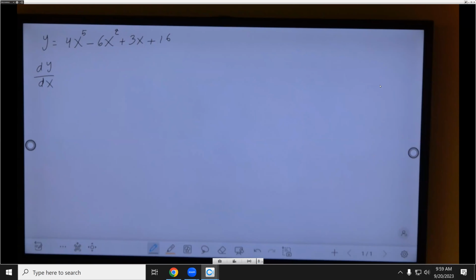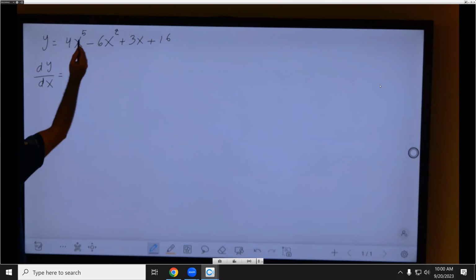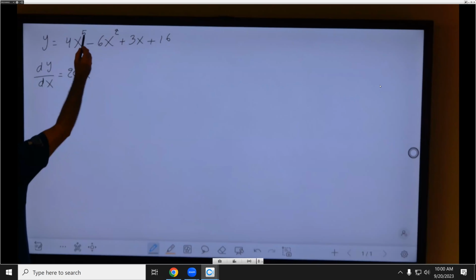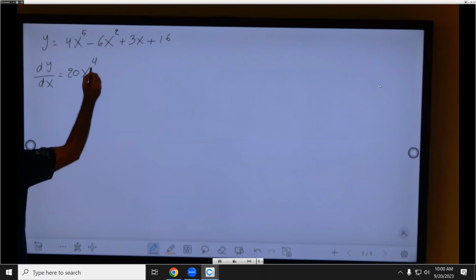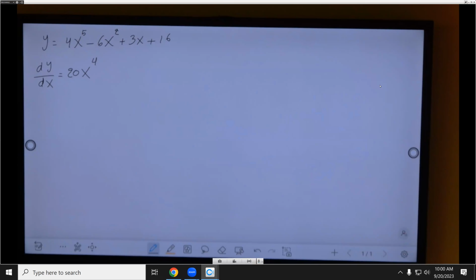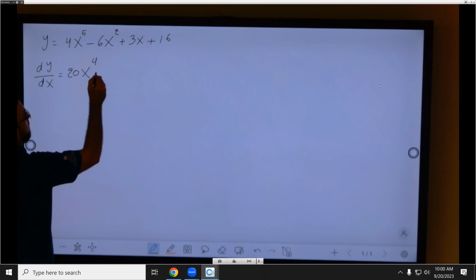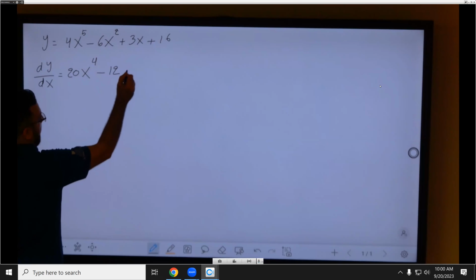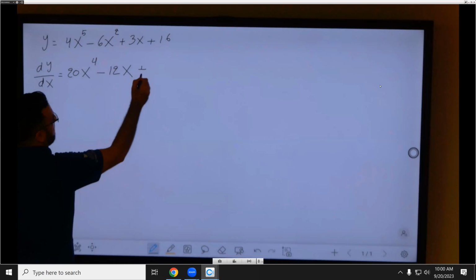The derivative for the first term equals what? 4 times 5, 20. Here is x, 5 minus 1, 4. You see, you don't have to do d over dx. Let's go like this. Okay? Minus 6 times 2, 12. Here's the x, 2 minus 1, 1. Plus 3.